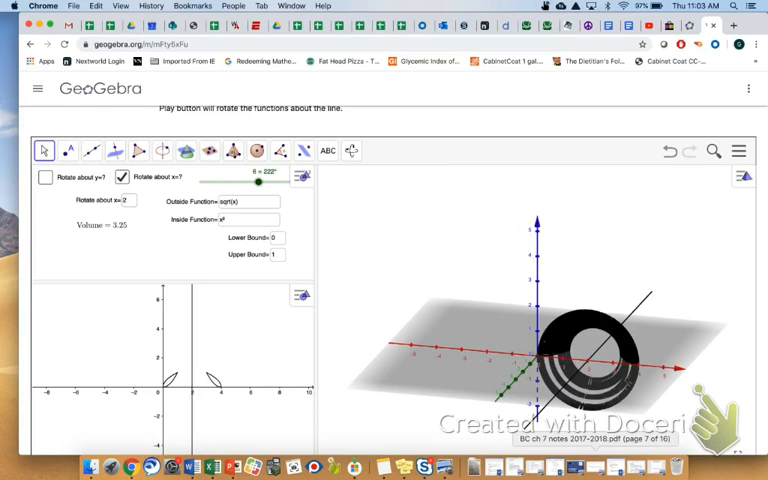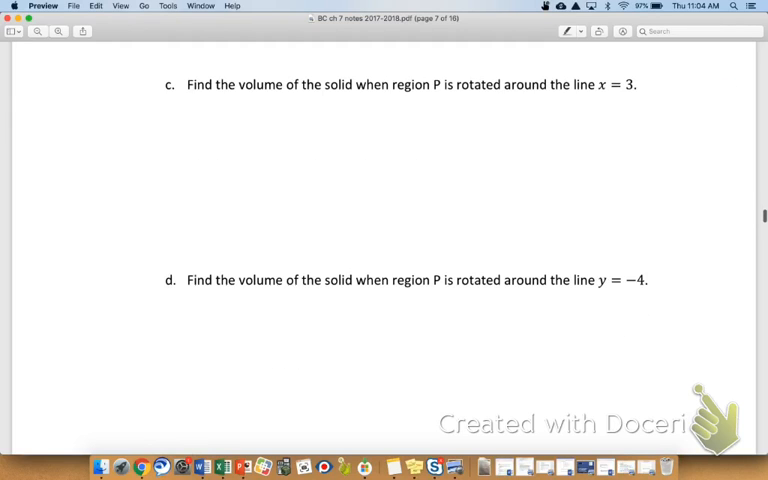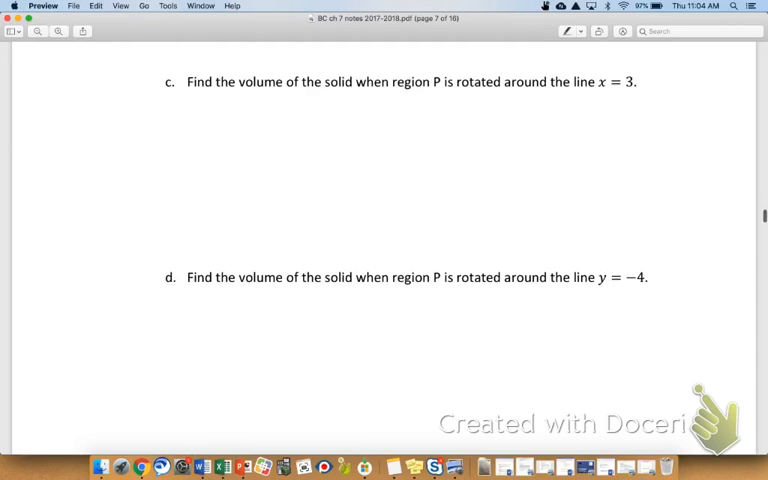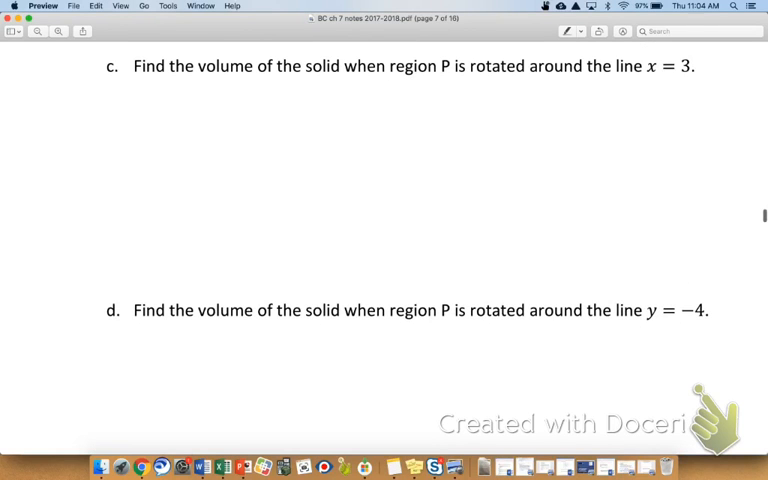Where did you go? There we go. So, I want to try letters C and D here. So, let's get this sized about the right. Something like this.